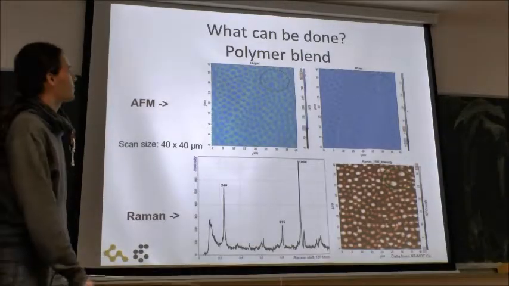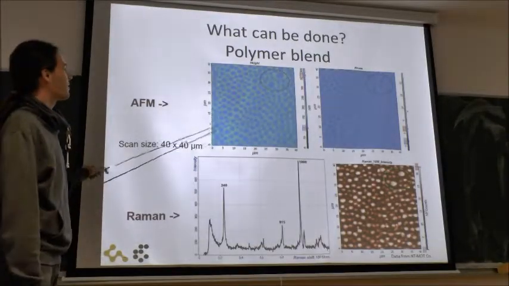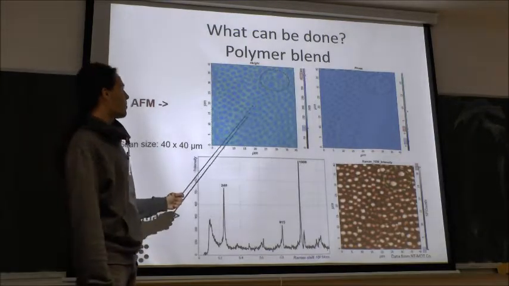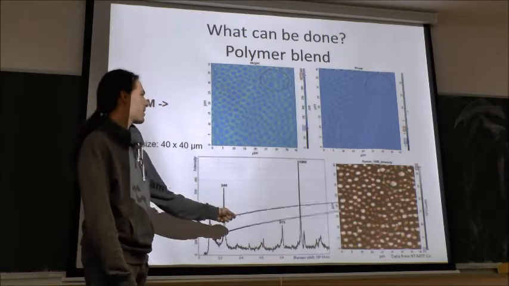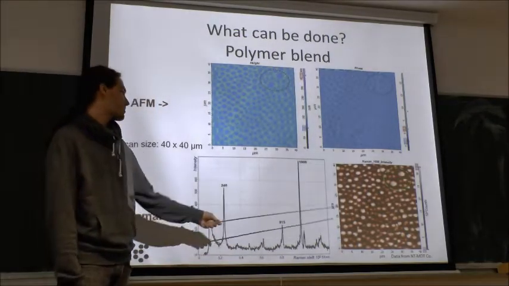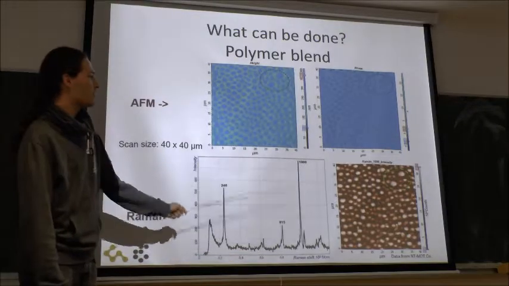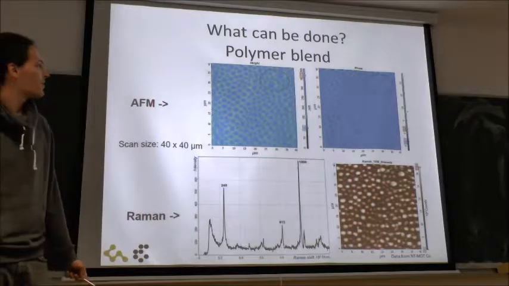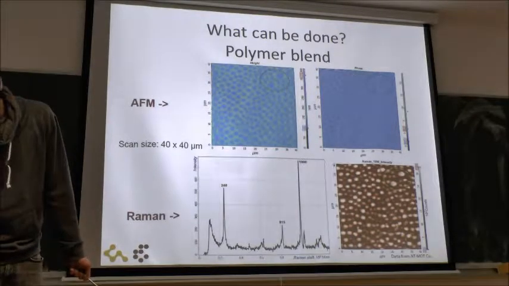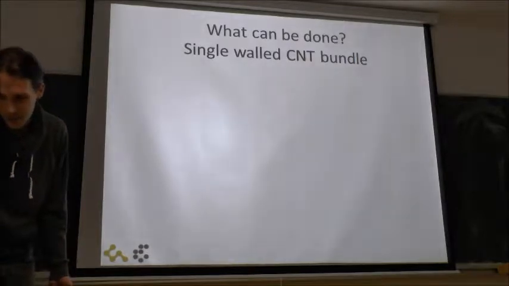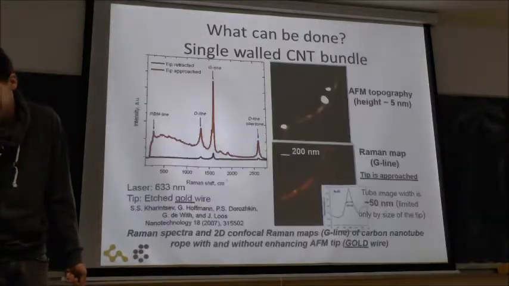It can also be used for the polymer blend. We have, let's say, a blend of polymer in the AFM, and then we obtain at the same time AFM and Raman images, and we see whatever is interesting for us. And nothing can be done without the carbon nanotube these days.